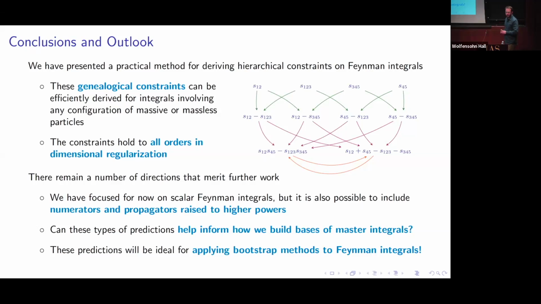Of course, there are many future directions we might focus on in our work. So for instance, for now, we focus on scalar Feynman integrals, but it's also possible to include numerators and propagators that are raised to higher powers. It might be interesting to ask whether these types of predictions can help inform how we build bases of master integrals. And of course, finally, these predictions will be ideal for applying bootstrap methods to individual Feynman integrals, which we hope to do in the near future.